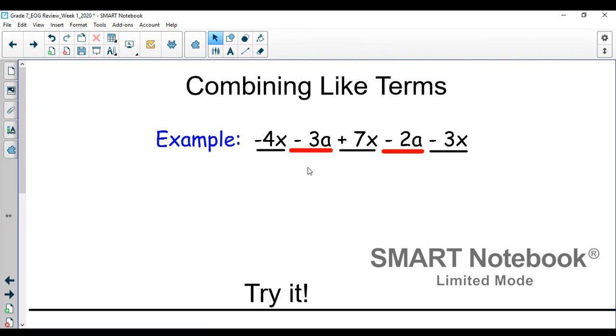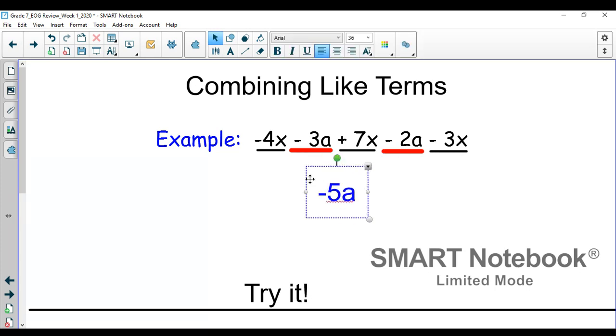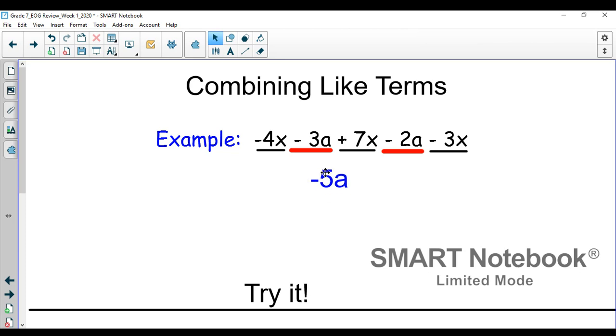When I combine my a's, I'm starting with negative 3. I'm taking away 2, which leaves me with negative 5a. All you're doing is putting the like variables together. So a's with a's, x's with x's.